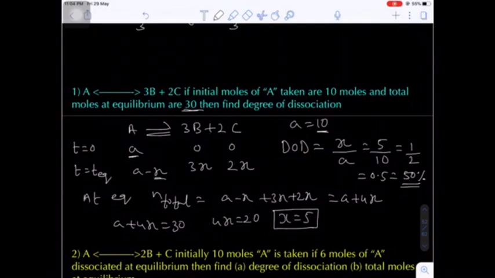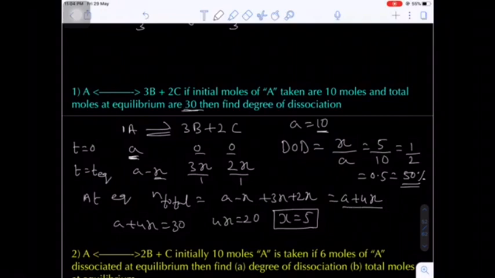Are you getting my point? Once again, I am taking initially small a moles and there will be no products, 0 0 moles. At equilibrium, let's suppose x moles decomposes, so 3x moles B and 2x moles C will be formed, and the stoichiometry of A is 1, so that's why I need not write the divide by 1.